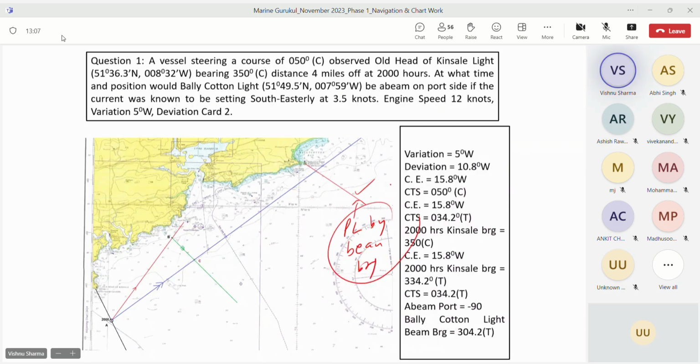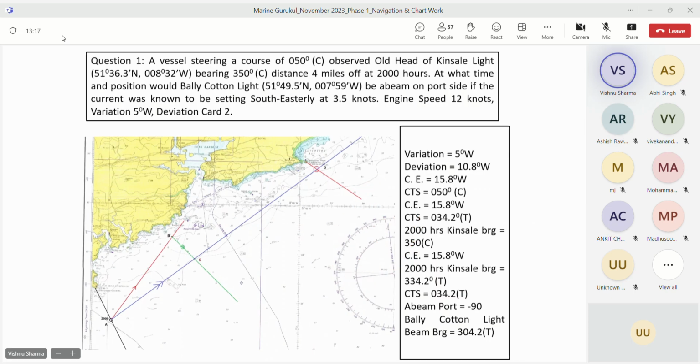True beam bearing. So if the vessel has to be on the CMG line and also on the PL by beam bearing, then when the light is a beam, the vessel shall be at point D. Yes or no? Yes, sir. The vessel has to be at point D for the light to be a beam. Yes or no, beta?